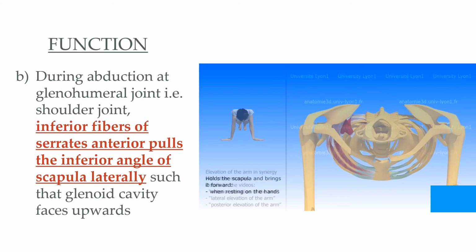When the lower 4 to 5 digitations of serratus anterior contract, they pull the inferior angle laterally. As a result, the glenoid cavity faces upward. And when does this occur? Whenever overhead abduction at the shoulder joint is performed. To understand this better, let us see the short video clip on the right side.